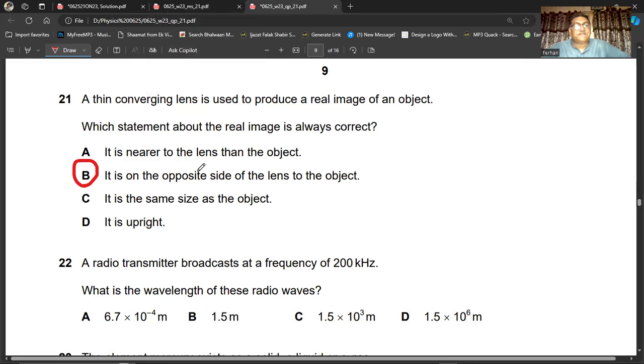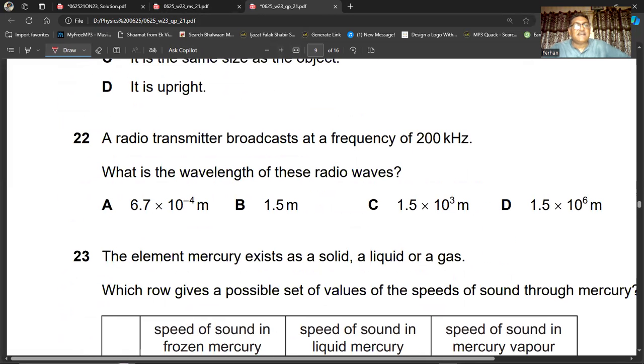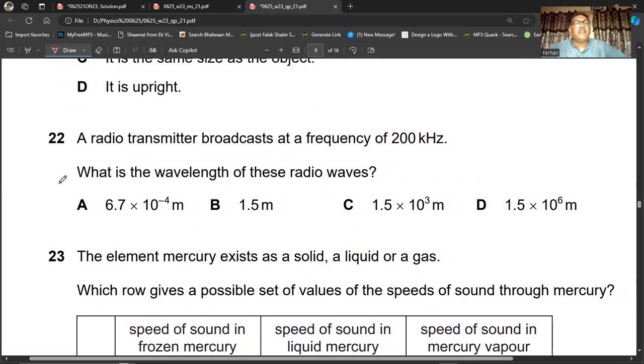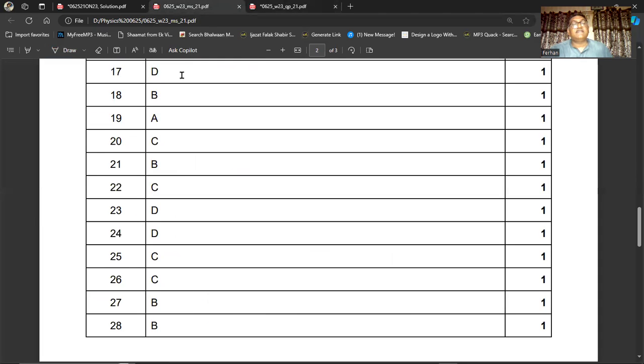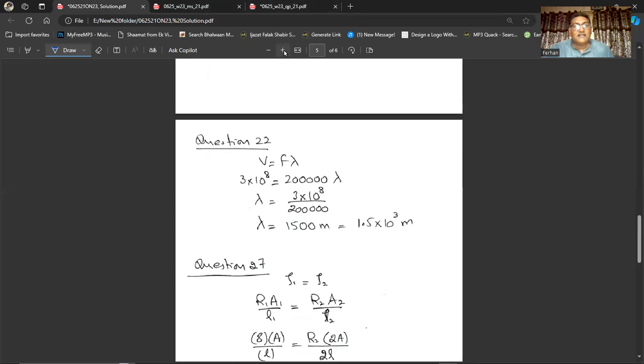That is the right answer. Then we have question number 22. He says, a radio transmitter broadcasts a frequency of 200 kHz, 200,000 hertz. What is the wavelength of this radio wave? You know, v equals f lambda. Because it's an electromagnetic wave, its speed is 3 x 10^8 meters per second. So we will use that.